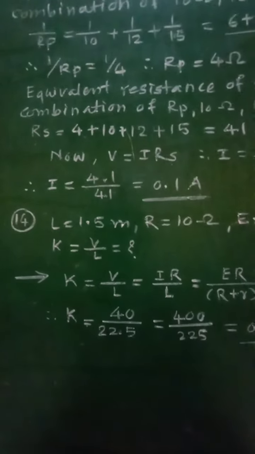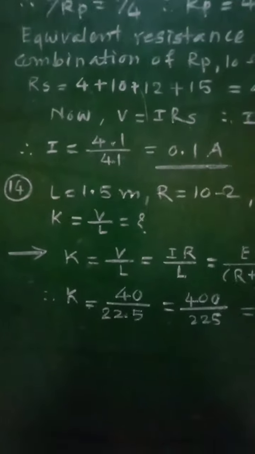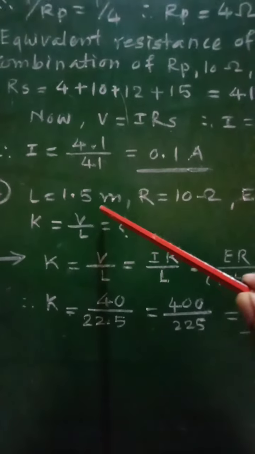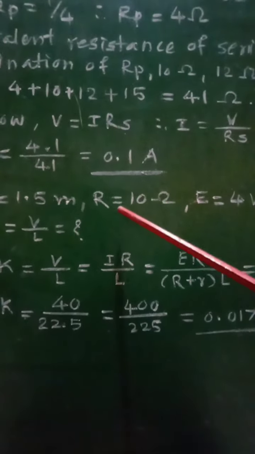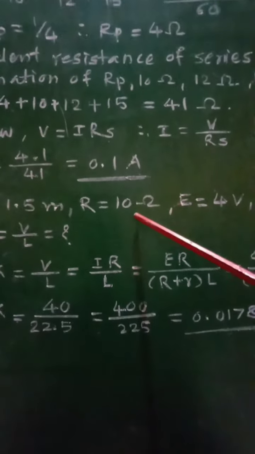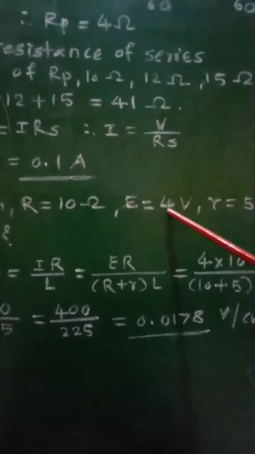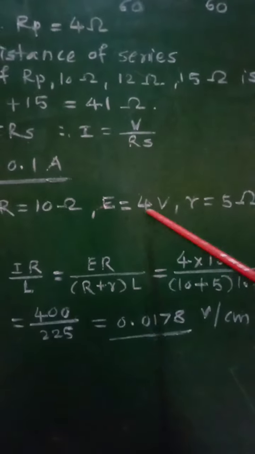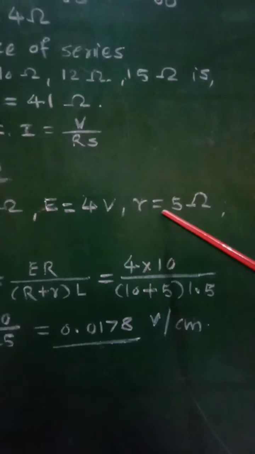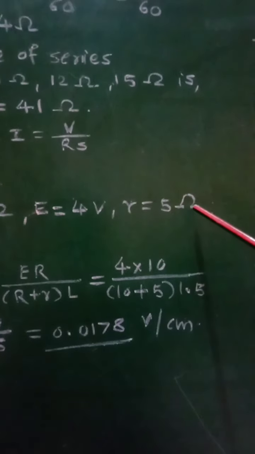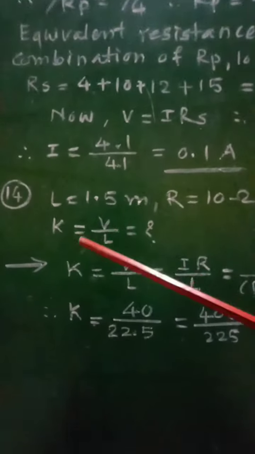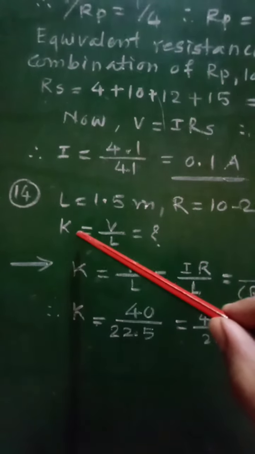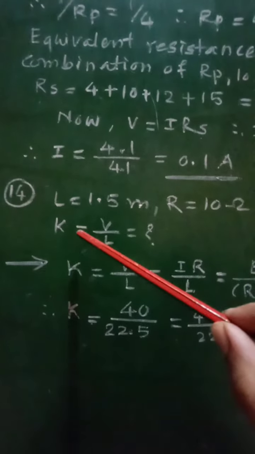And therefore for this numerical number 14, the given data is: length of the potentiometer wire L is equal to 1.5 meter, resistance of that wire R equal to 10 ohm, EMF of the cell E equal to 4 volt, and its internal resistance r equal to 5 ohm. We have to find out phi by L, potential per unit length, that is nothing but K, the potential gradient.